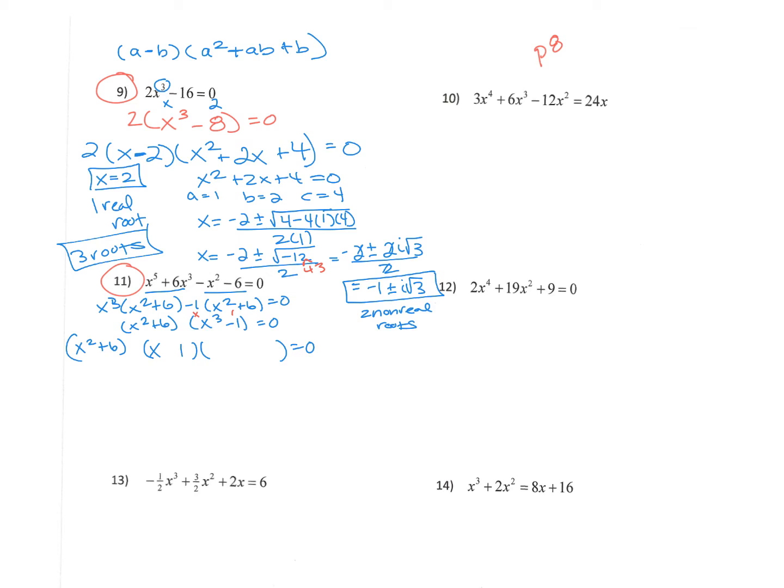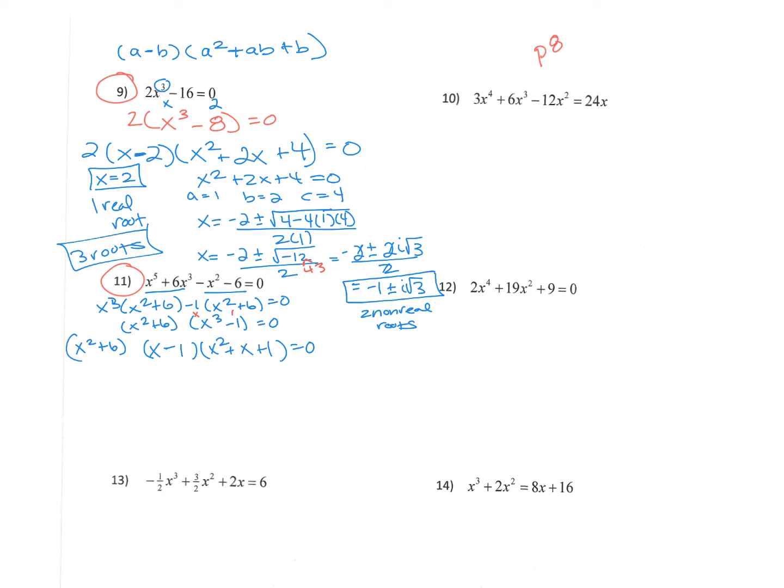And my trinomial is the square, product, and square. So the square of x is x squared, the product of 1 times x is x, and the square of 1 is 1. And the signs are the same, opposite, always positive. So that's what my x cubed minus 1 factors into.